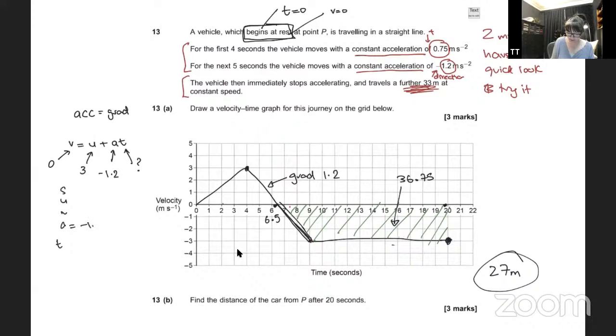We know the acceleration. We want to find the time. We know that it starts off at 3 meters per second. We want to find out when it stops. Choose the equation without S in, which is V equals U plus AT. Stick it all in.